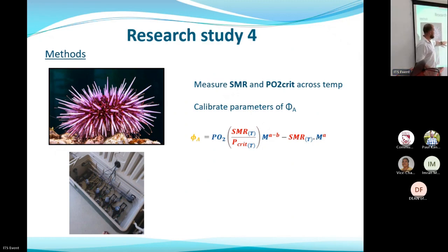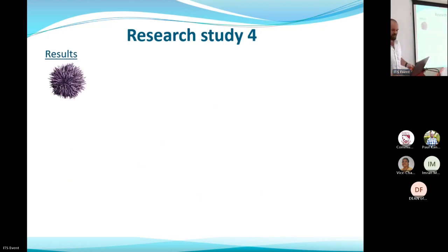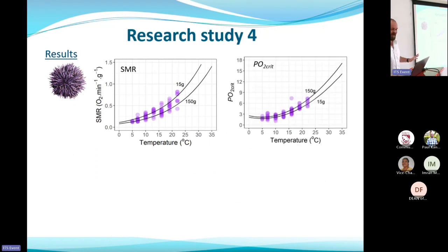Okay, so the parameters, if you think of this model like this, you have an output that's yellow, and your parameters you quantify in experiments. So you have SMR parameters, PO2 crit parameters, and size scaling parameters. And then you can put in environmental variables: oxygen level, temperature, and body mass. So you put in your environmental variables, you have the parameters calibrated, and it spits out a value. Okay. So I want to test, does this have any utility at explaining anything? Is it useful?